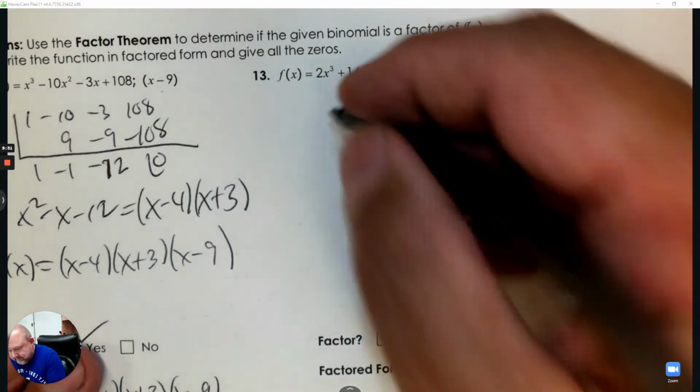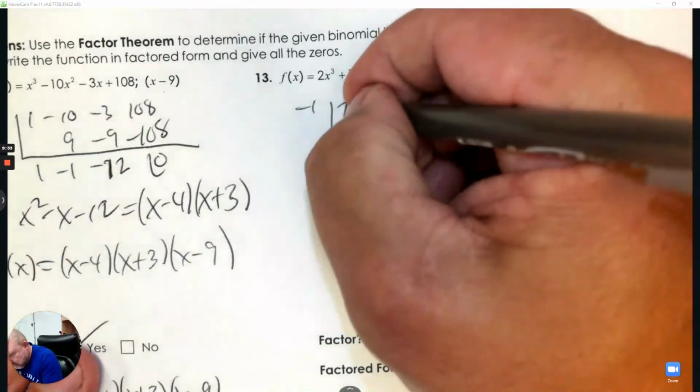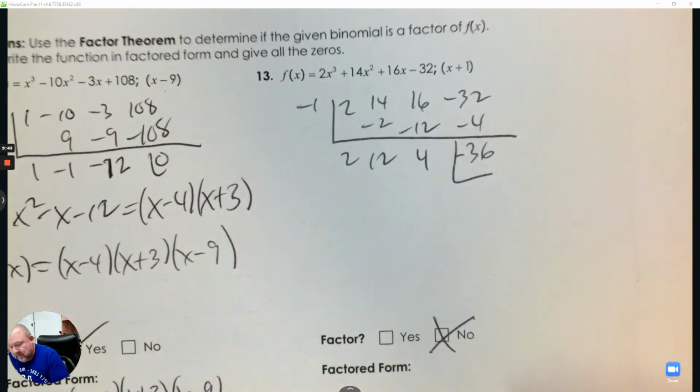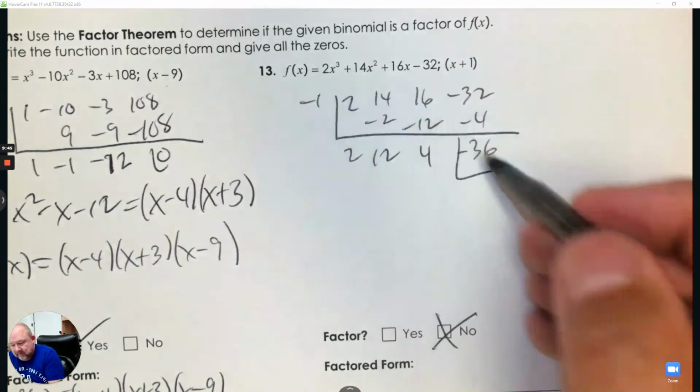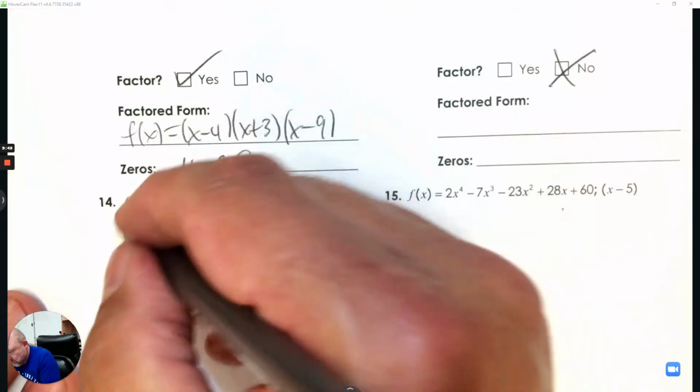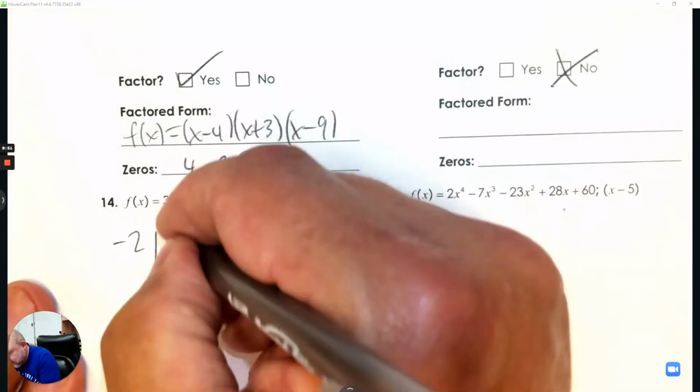All right, number 13, negative 1. That's 2, 14, 16, negative 32. I get the remainder, negative 6, so is it? No, and then I don't need to do anything else. So it's not a factor, so I can't keep going. That was nice, right? 2 more left here.